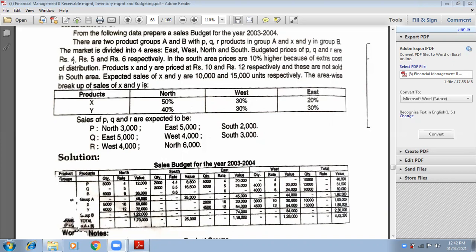So for east, the rate is rupees 4. So 5000 into 4 is how much? 20,000. Very good. Now west.